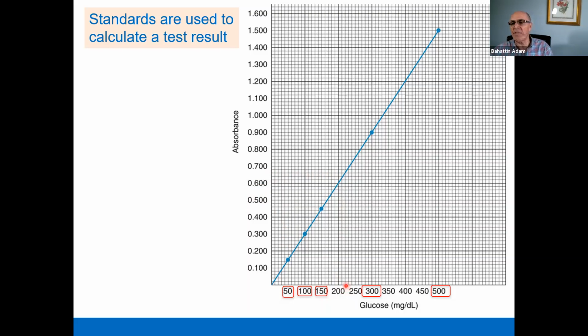First, you prepare a graph by using the standards, and then these graphs help you to obtain the level of glucose in each unknown sample. You can prepare such graphs for each kind of lab test.